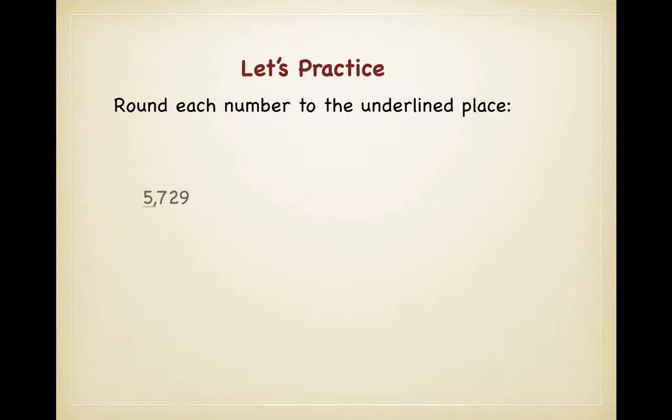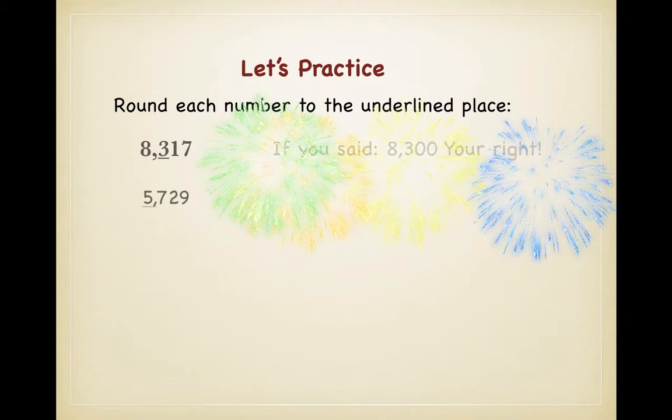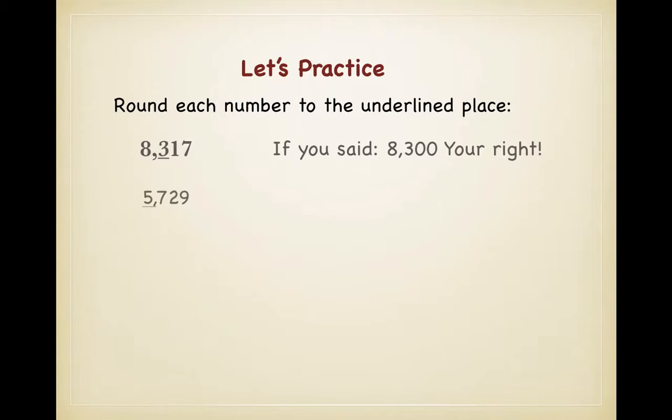So let's practice a little bit. Round each number to the underlined place. Okay, we have two different numbers there, 8,317 and 5,729. Pause the video, try to round that digit, and then come back to the video. If you said 8,300, you were right. Look to the place to the right of that underlined digit. 1 is less than 4, so we keep the 3 the same and just replace the rest with zeros.